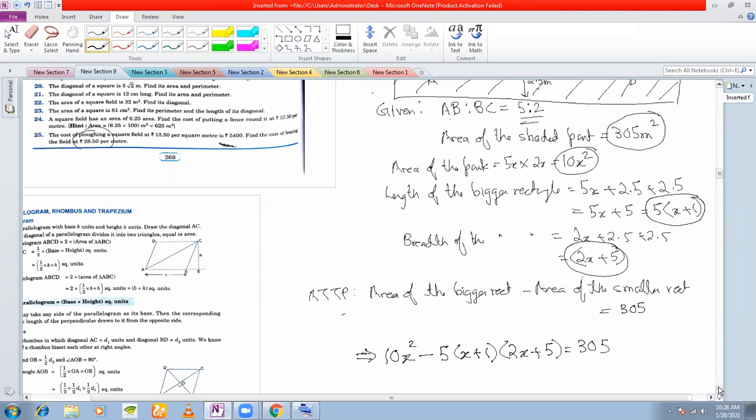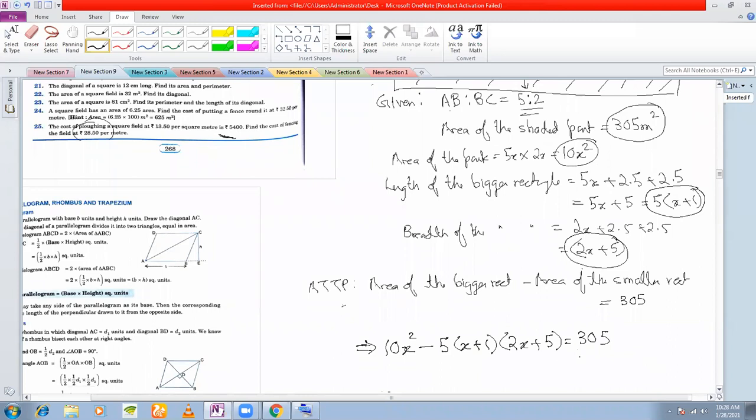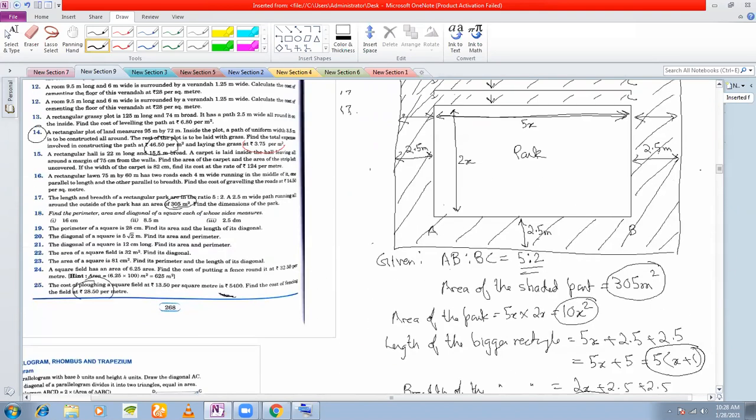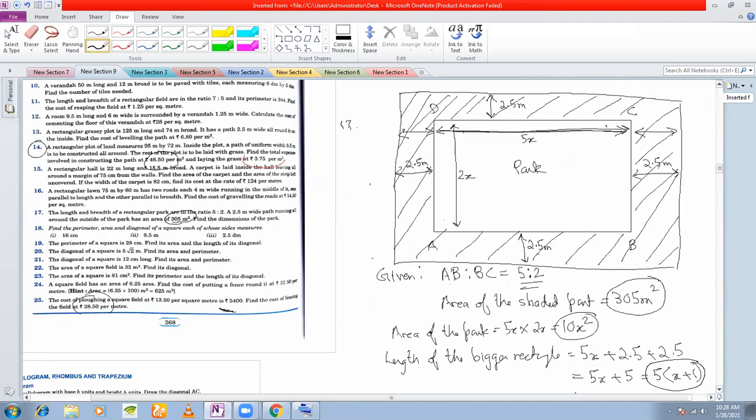Now you will get an equation in x. You solve that equation. 10x square will actually cancel, because there's a negative sign here. 5 into x into 2x will give you a 10x square. They will cancel. So you solve this equation and you can get the values of x. Once you get the values of x, you put it here. 5x will be the length of the park and 2x will be the breadth of the park. Clear? So that's it.